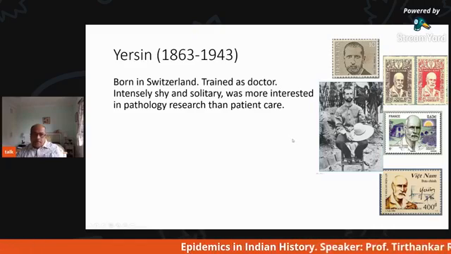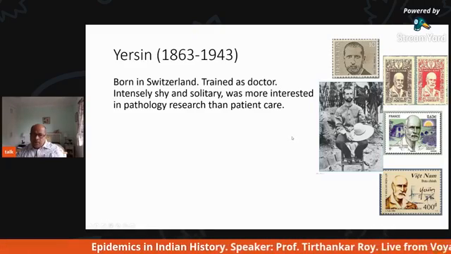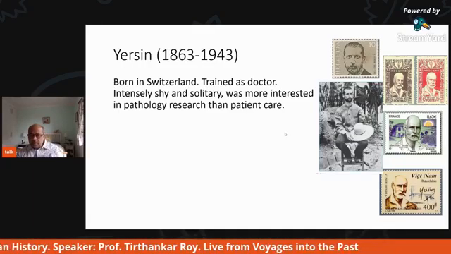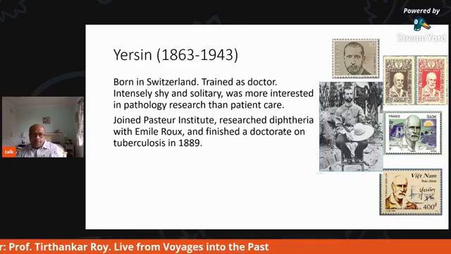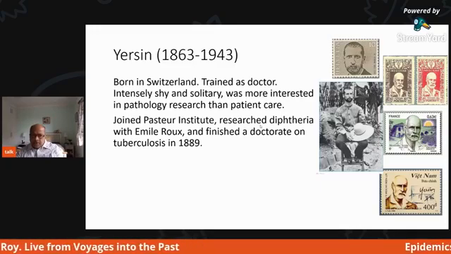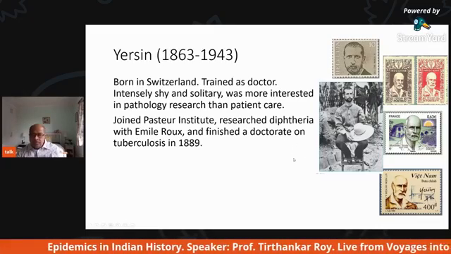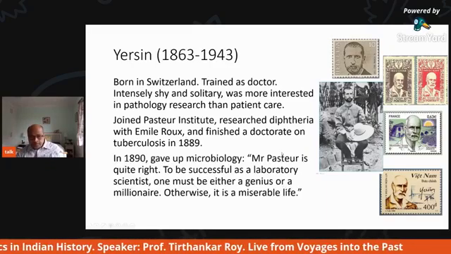As a doctor, he was more interested in pathology than patient care, so he had probably understood that he had a talent there. He joined the Pasteur Institute to follow up his interest in pathology. He researched diphtheria with Emil Roux and finished a doctorate dissertation on TB in 1889.